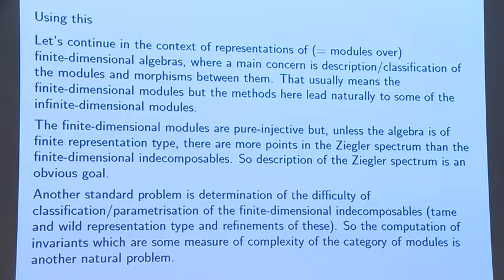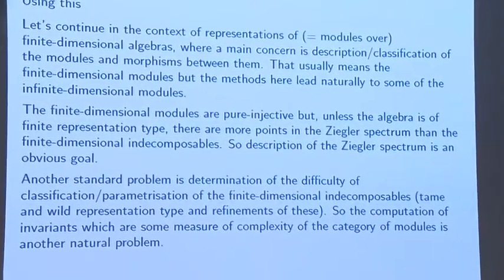Well, I need one more fact. I need to say now these points are actually isolated. They're open points of the Ziegler spectrum, the finite dimensional points in this case. So there will be some more points by compactness if there are infinitely many. There will be infinite dimensional pure injectives.